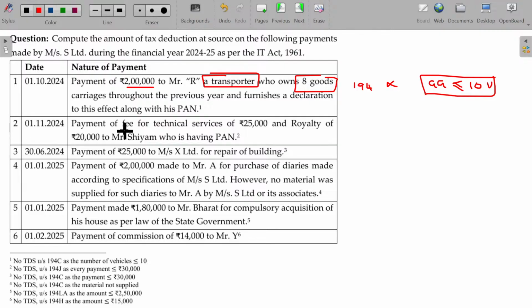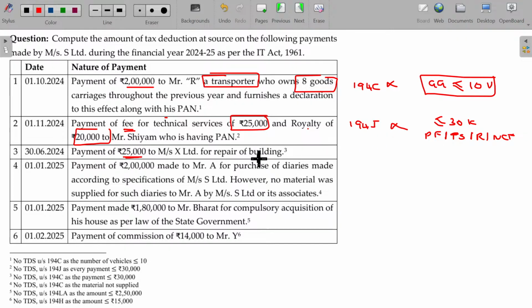Right. Payment of fee for technical services. Technical services will not come under 194C; this is coming under 194J. The value is 25,000, royalty 20,000. So here, less than or equal to 30,000 is not taxable. For professional fee, technical services, royalty, and non-compete fee, in all these cases up to 30,000 is not taxable. So TDS is not applicable.